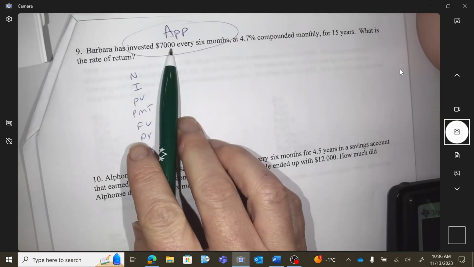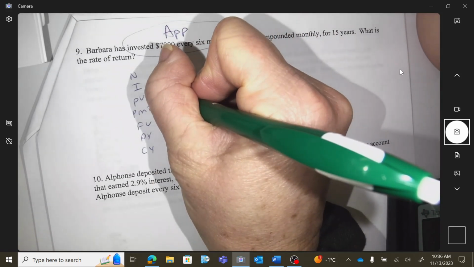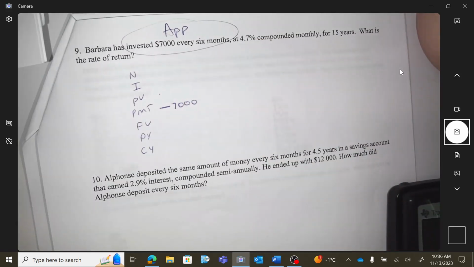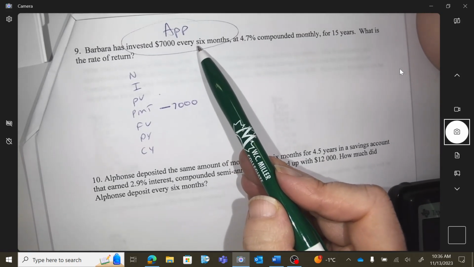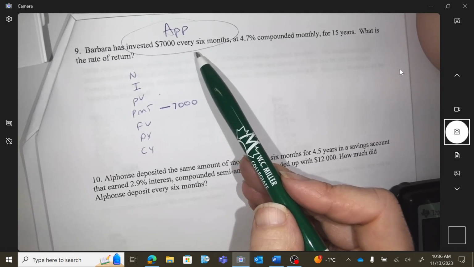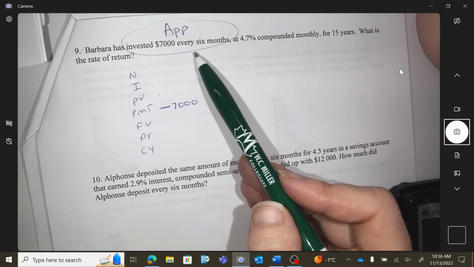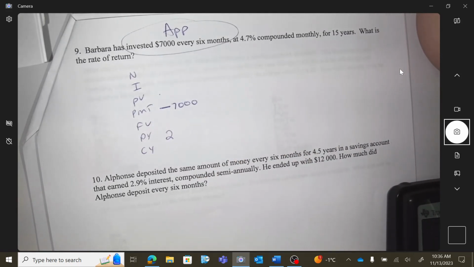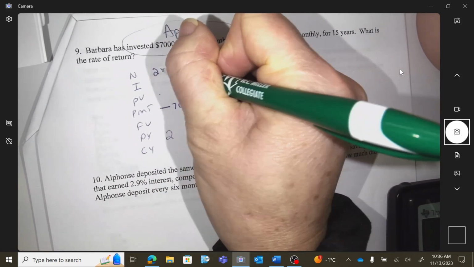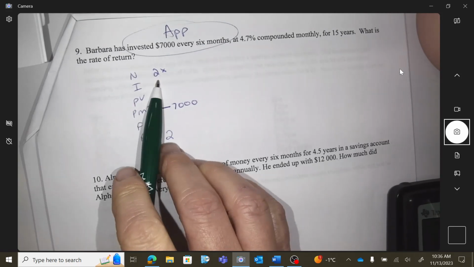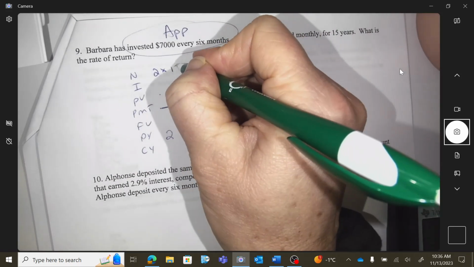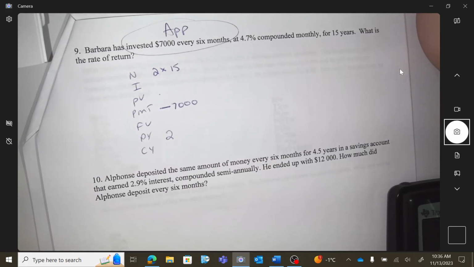Okay, investing $7,000, so give me a negative 7,000 on payments, right? Negative, it's coming out of my pocket. If you do something every 6 months, how many times are you doing this a year? Twice a year. So I'm doing it twice a year for 15 years. So I really would have 30 compounds altogether, right?